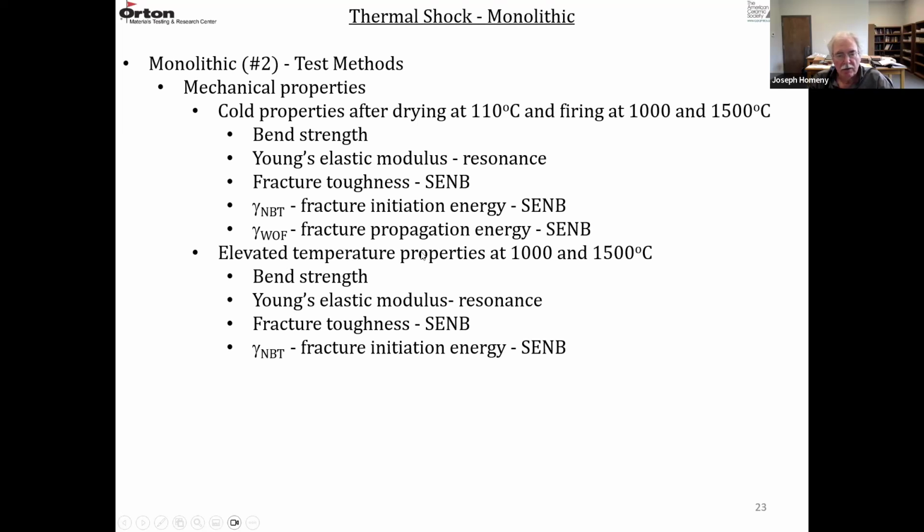And they measured elevated temperature properties at both 1,000 and 1,500 degrees C after they were fired to those temperatures. They measured bend strength, Young's elastic modulus by resonance, fracture toughness with the single edge notch beam, and a calculated gamma NBT once they measured the elastic properties.